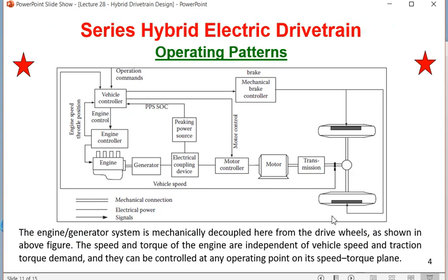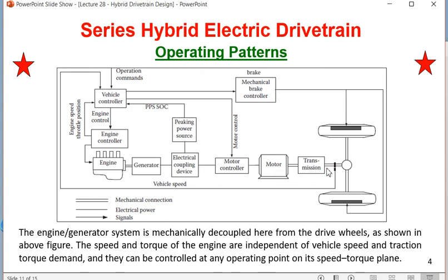So, series hybrid electric drivetrain operating system, same thing is continued. It is saying that the engine generator system is mechanically decoupled from the drive wheels, as shown in the above figure. So what is the mechanical device? The mechanical device is the engine, but this engine is connected with the motor or transmission, there is no electrical coupling.